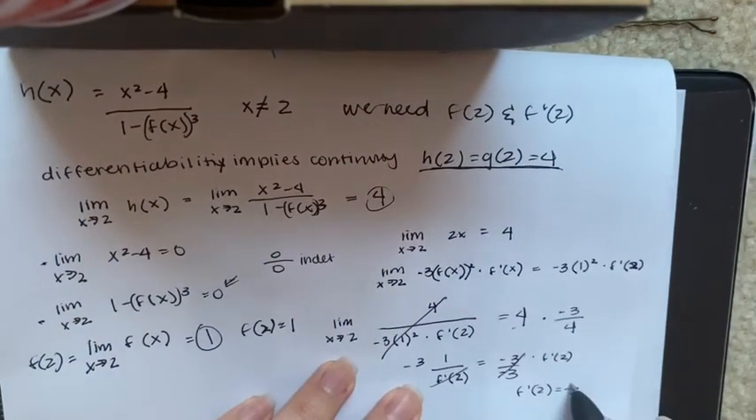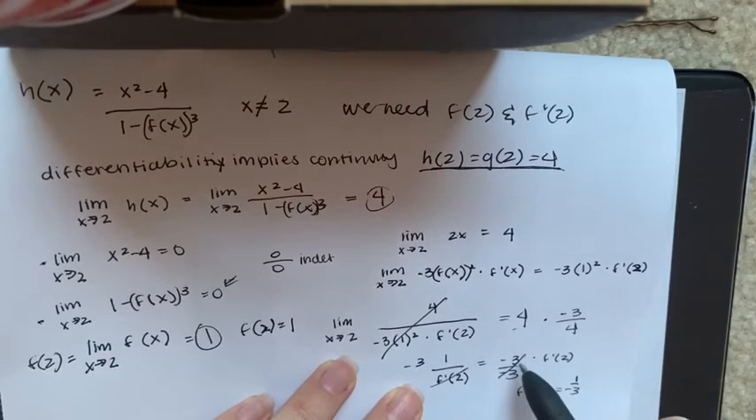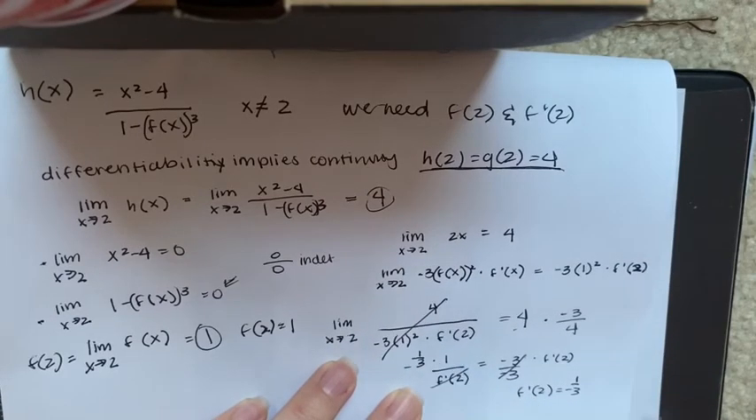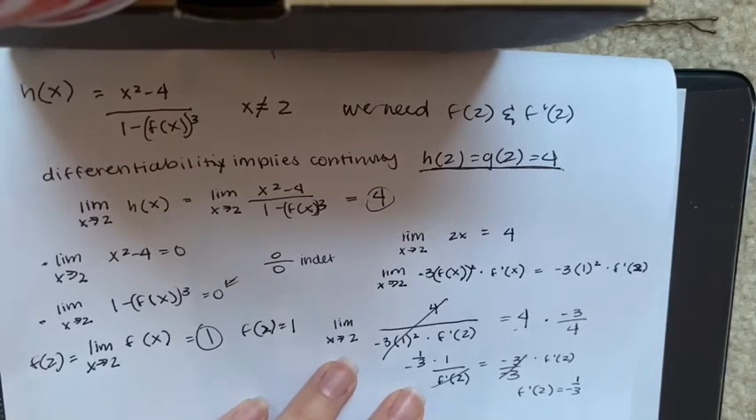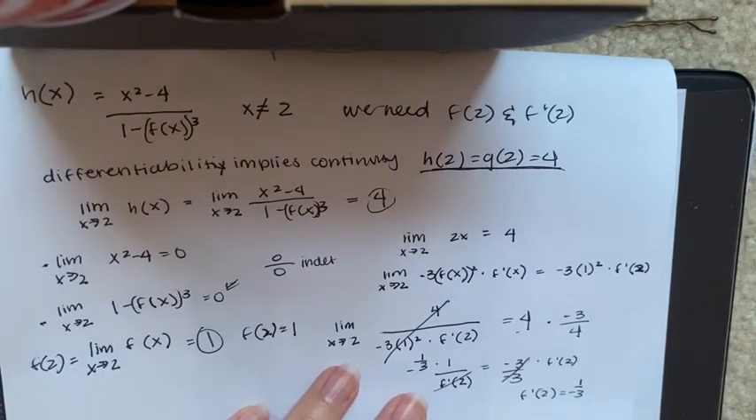I'm sorry, negative 1/3. We're dividing. I made a mistake right here. Instead of multiplying, we're dividing. So there you go. f prime of 2 equals negative 1/3. Okay, so that's the end of part C.